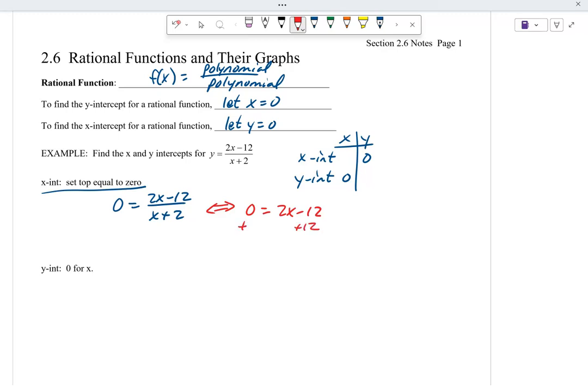So let's add 12 to both sides. We've got 2x equaling 12, divide by 2, so we've got x equaling 6. So our x-intercept on this is 6.